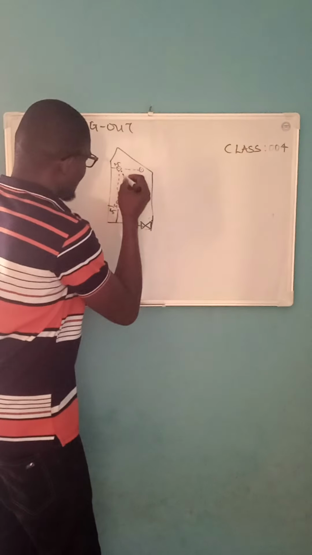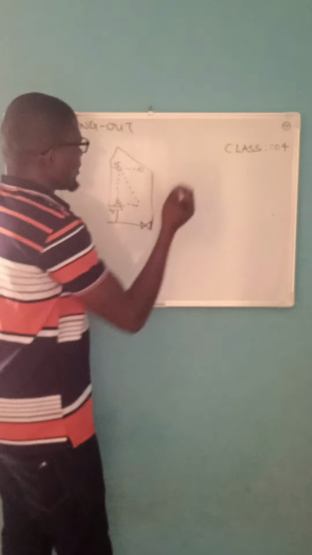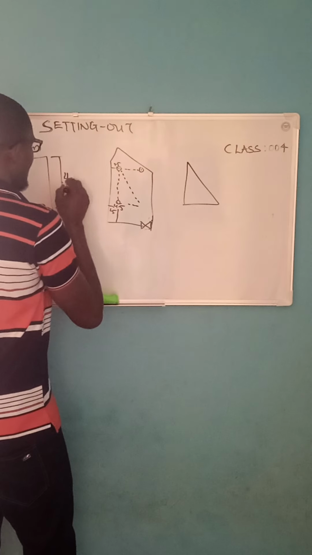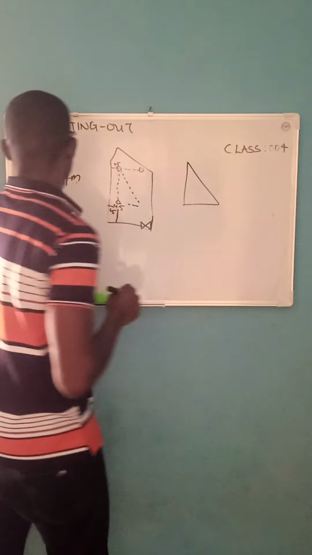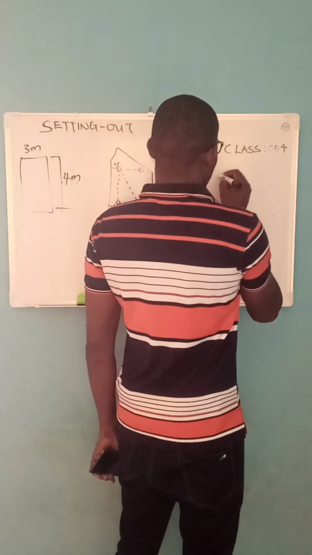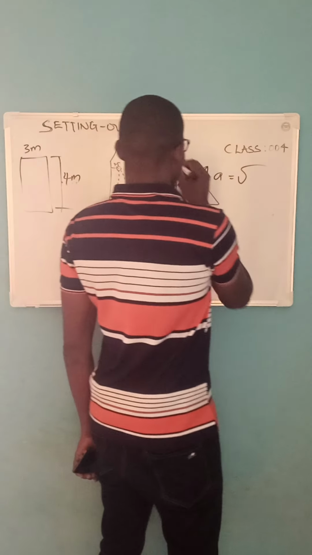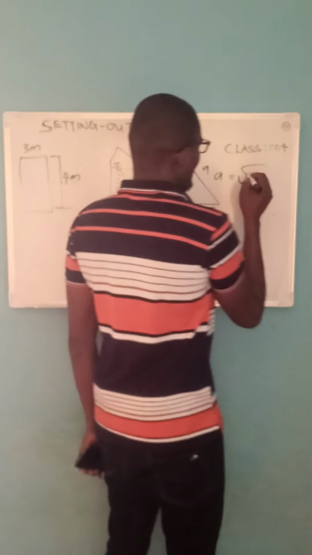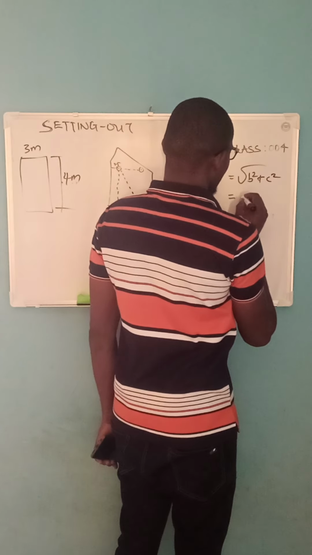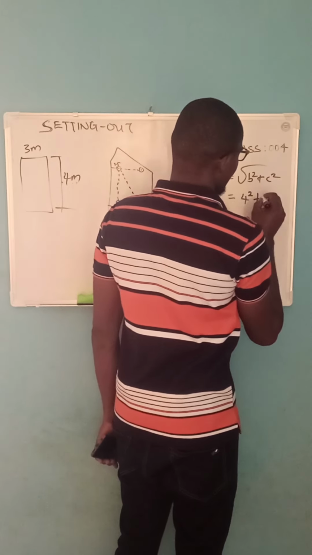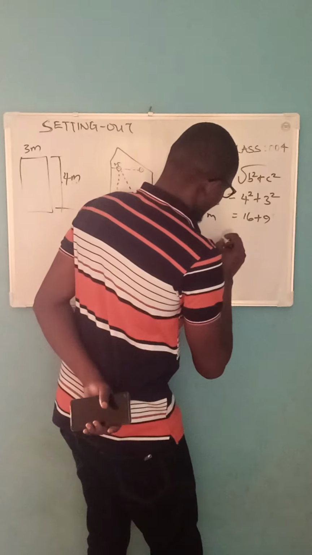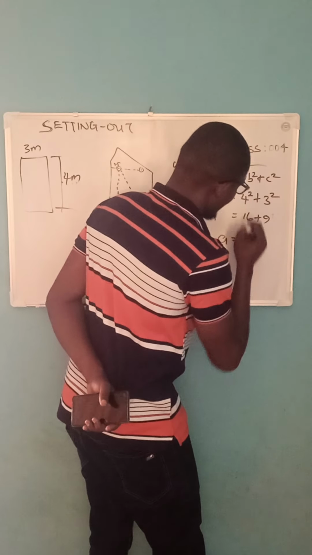Now, this is the diagonal of this. You have this triangle. And from this triangle, now we have this. This is our length. Let's assume that here is 4 meters, and here is 3 meters. Then I go to Pythagoras, I say A is equal to the square root of, let's assume here is A, here is B, here is C. A is equal to the square root of B squared plus C squared, which gives us 4 squared plus 3 squared, that is 16 plus 9. Then when you sum the two, that will give us 25.